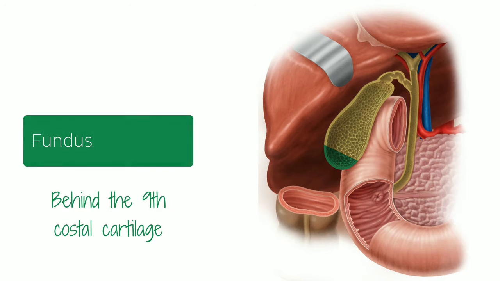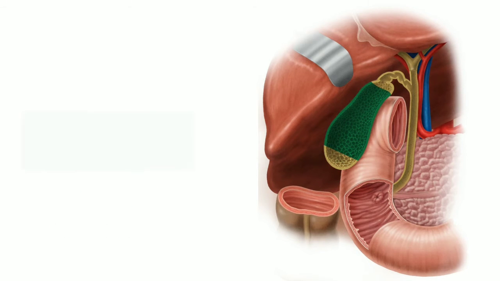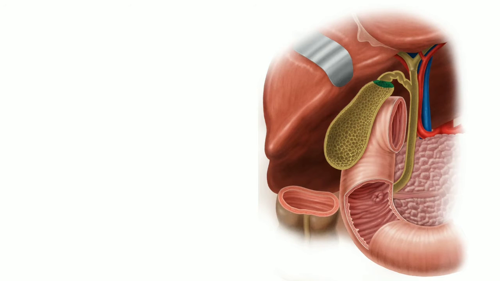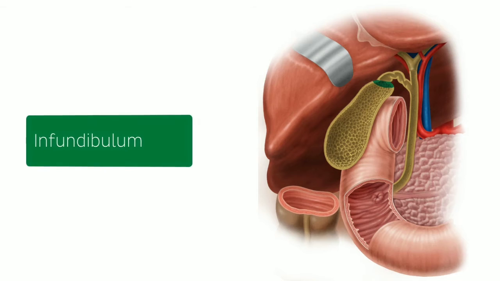The next part of the gallbladder we'll be looking at is the body of the gallbladder. The body is the largest part of the gallbladder and is this portion we can see here highlighted in green. Unlike the fundus, the body normally lies in contact with the liver surface. Towards its proximal end, the body narrows into the third part of the gallbladder, which is called the infundibulum.